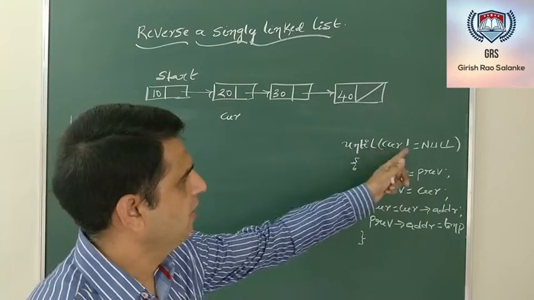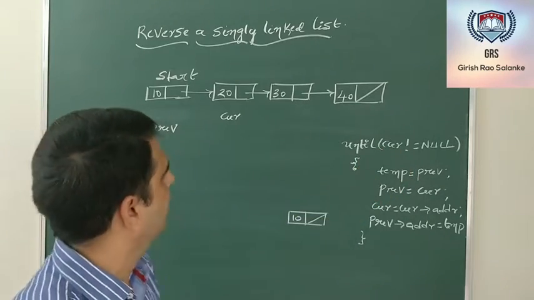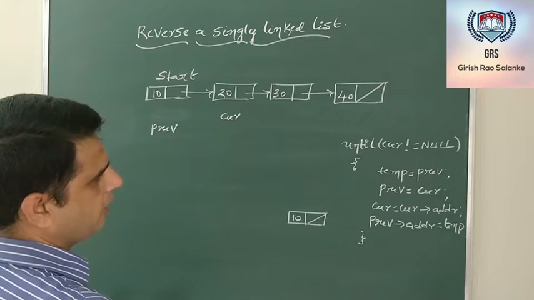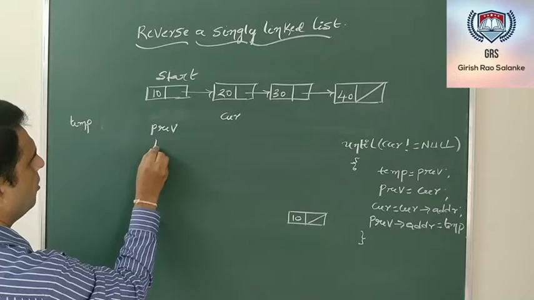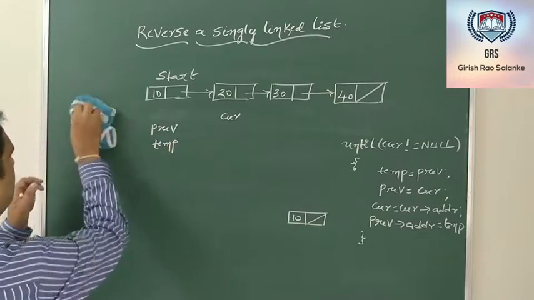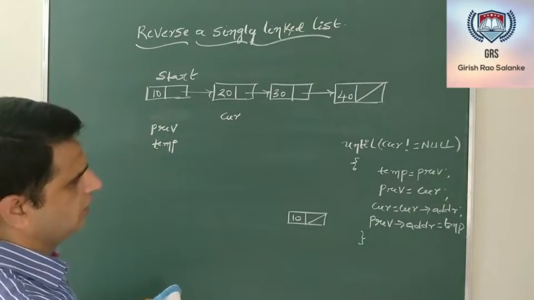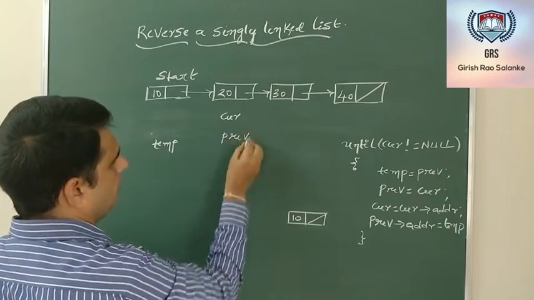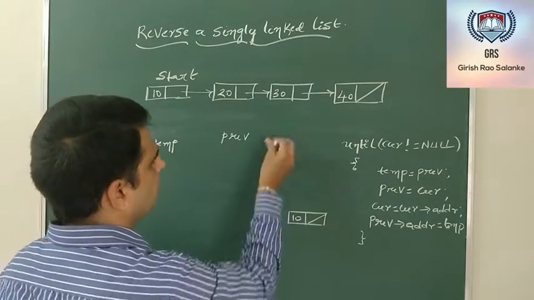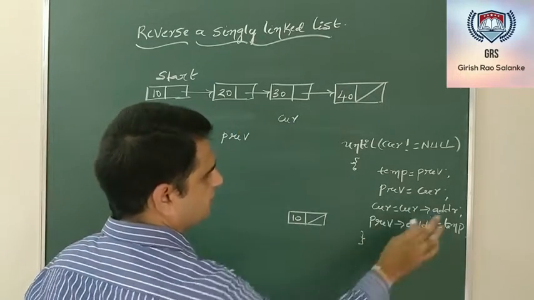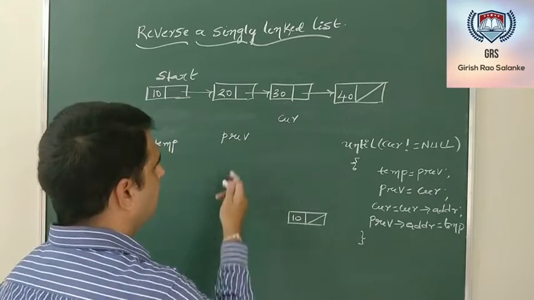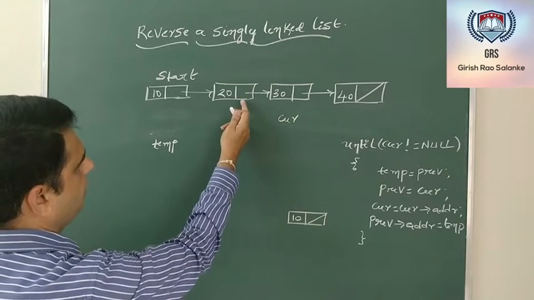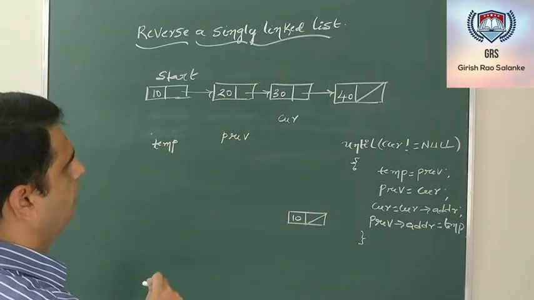In the second iteration, until current not equal to null. Current is not equal to null because current is holding the address of the second node. Now make temp to hold the address of previous. Now temp is pointing here, that is, it is holding the address of the actual first node. Now previous is pointing to current, and current is pointing to the next node. Current is equal to current of address. Now previous of address is equal to temp. Now what is there in previous? This was my previous. Previous of address pointing to temp.